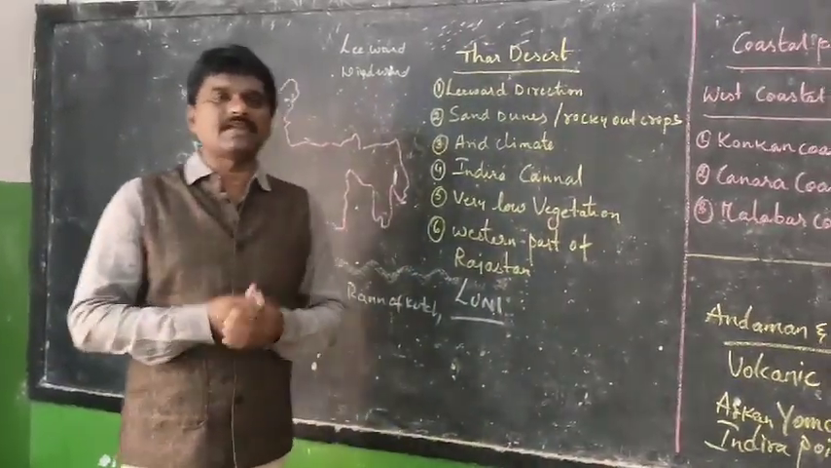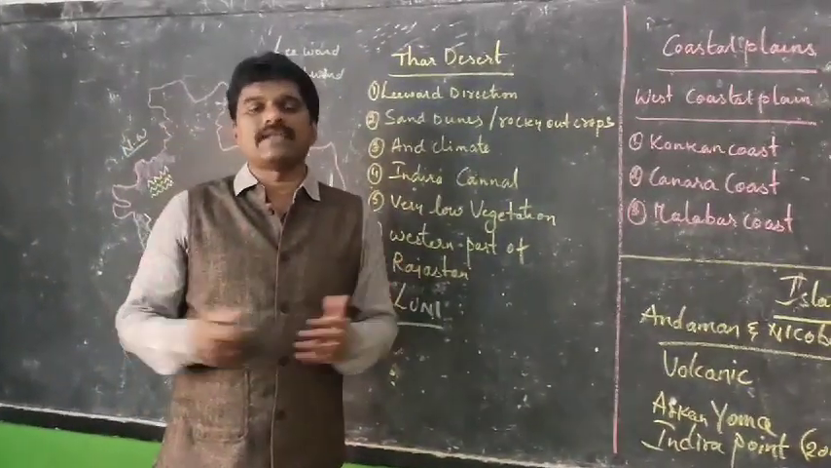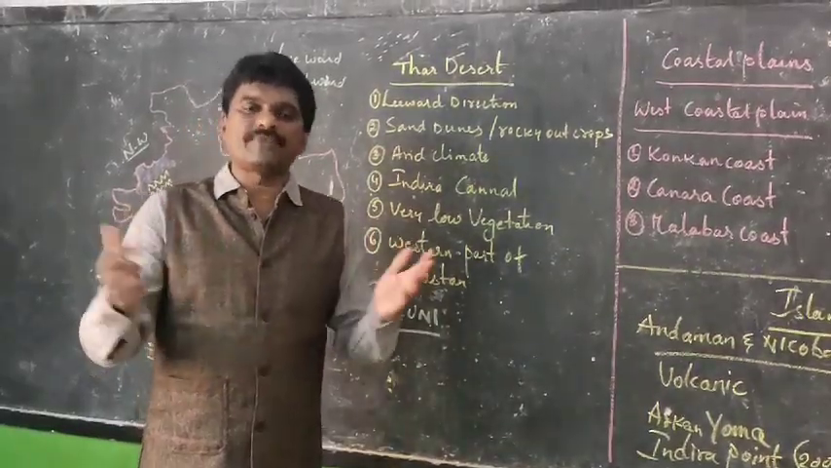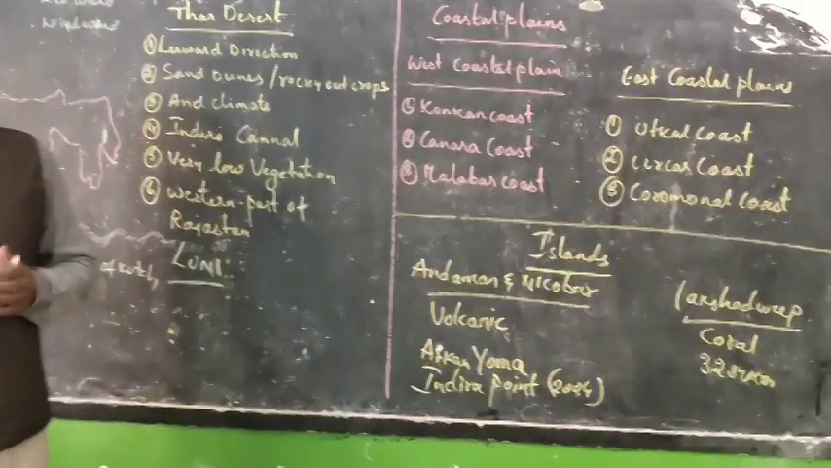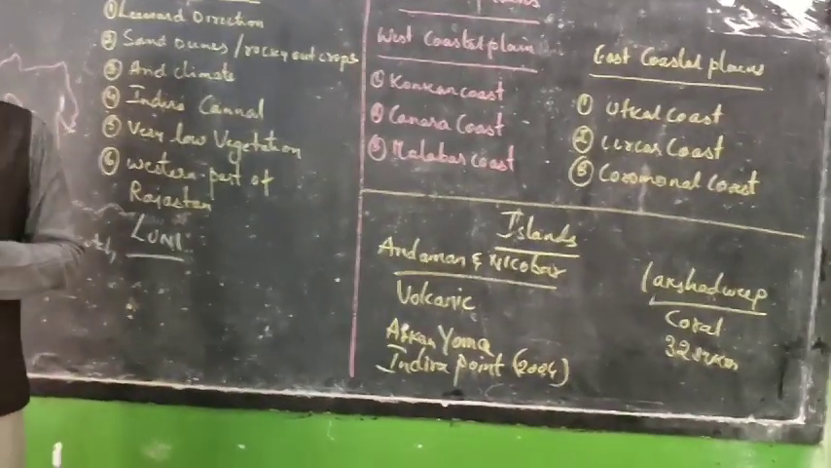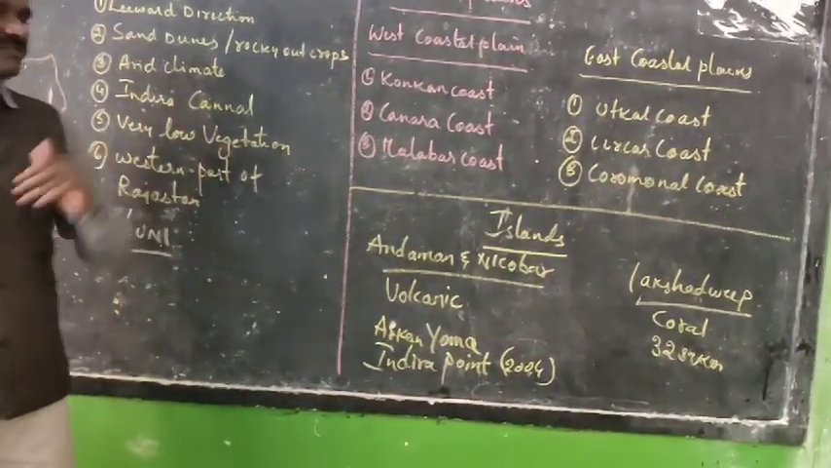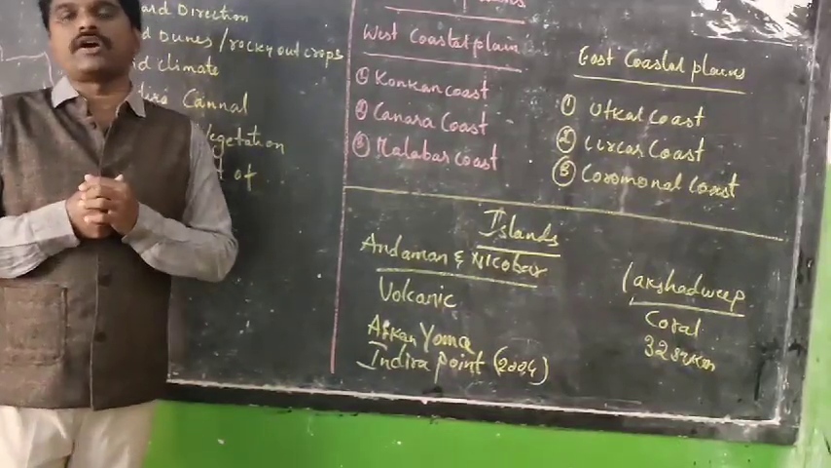Even a 2-mark answer can be asked about the group of islands. The Indian group of islands can be divided into the Andaman and Nicobar Islands and the Lakshadweep Islands. The Andaman and Nicobar Islands are of volcanic origin and the Lakshadweep Islands are of coral origin.